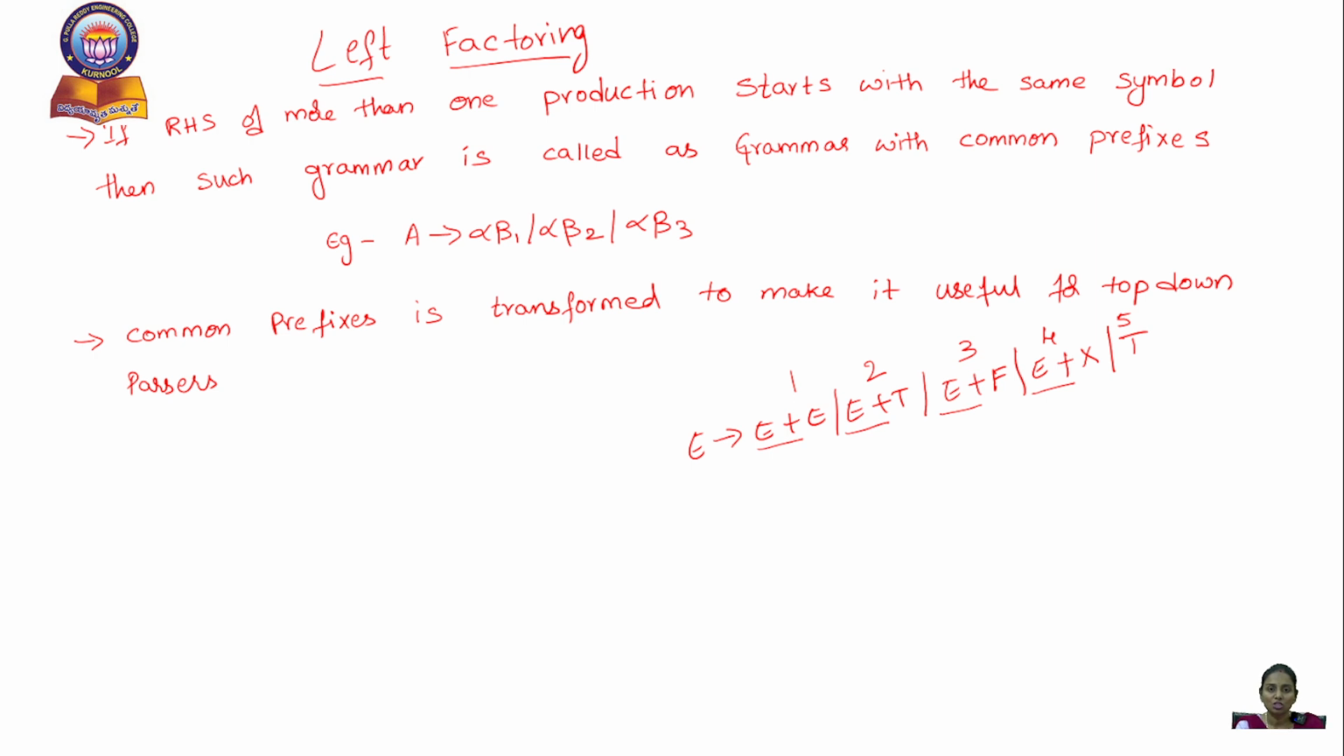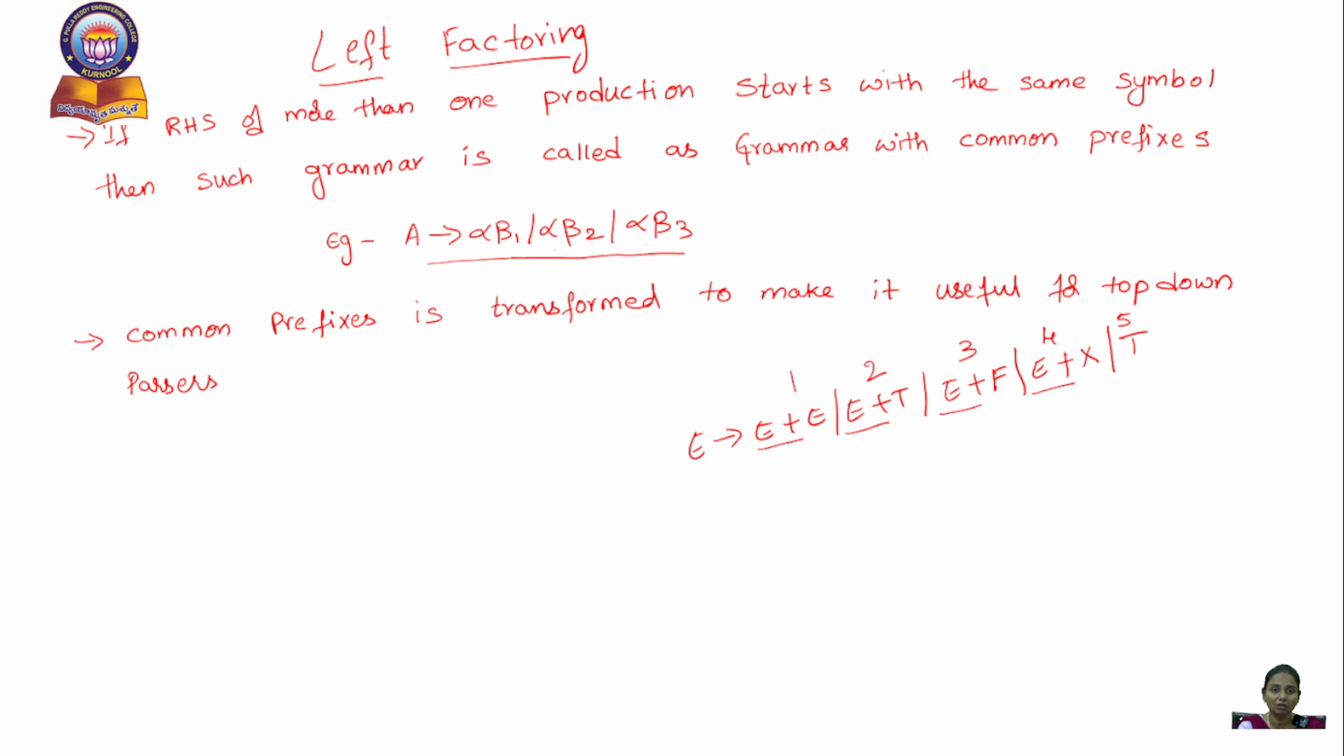So if you find such productions in the grammar, we can call it a grammar with common prefixes. Here I have given one example also. You can observe A derives alpha beta 1, alpha beta 2, alpha beta 3. So in these 3 productions alpha is common, whereas beta 1, beta 2, beta 3 are different.